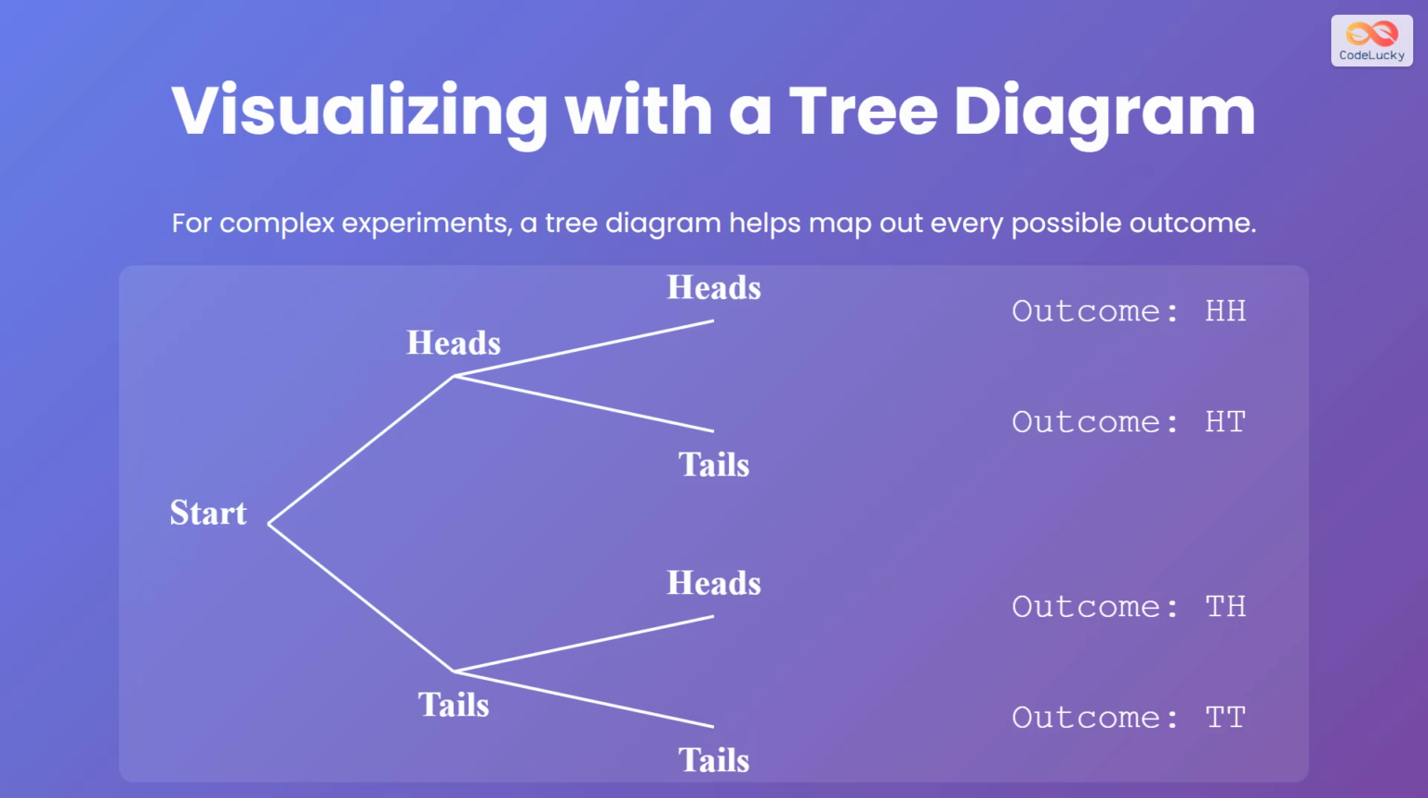When things get even more complicated, listing outcomes can be tricky. A tree diagram is a great tool to visually map out every single possibility and make sure you don't miss any. By following the branches, you can systematically find every outcome in the sample space.